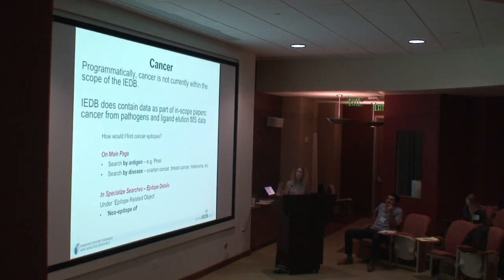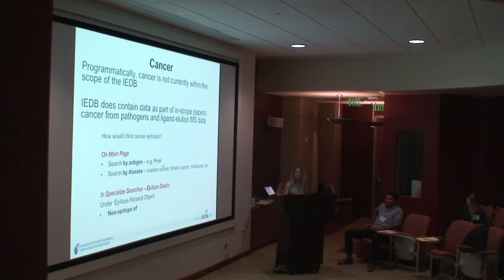I want to spend a minute, you've heard a little bit about this, talking about two important subjects. Cancer, as Bjorn pointed out, programmatically is not in scope for the IEDB, but the IEDB does contain cancer data that's related to pathogens that cause cancer, and also mass spec elution data. This is ligand elution data. So just a brief note on how you would find these if you were interested.